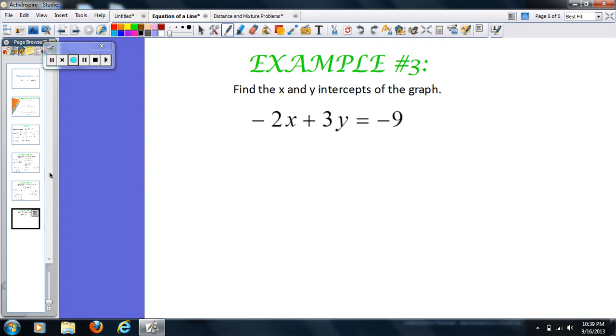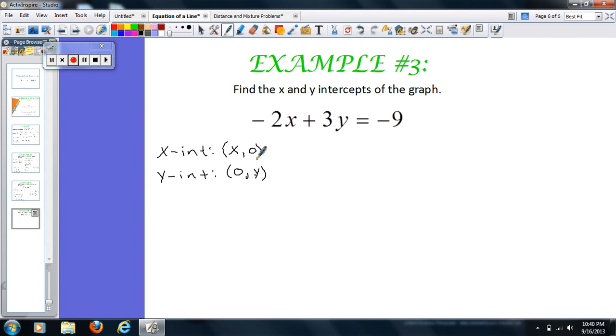Example number 3. Okay, so now we're going to also talk about the x and the y intercepts. This is a very easy concept. The x-intercept, if you remember, is the point on the graph where it crosses the x-axis. So our point will be the x value, comma 0. The y-intercept is going to be the point where it crosses the y-axis, which is 0, comma y.